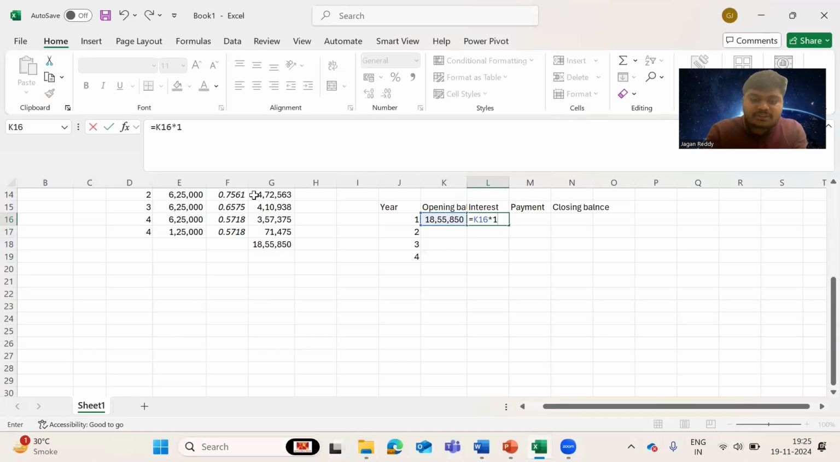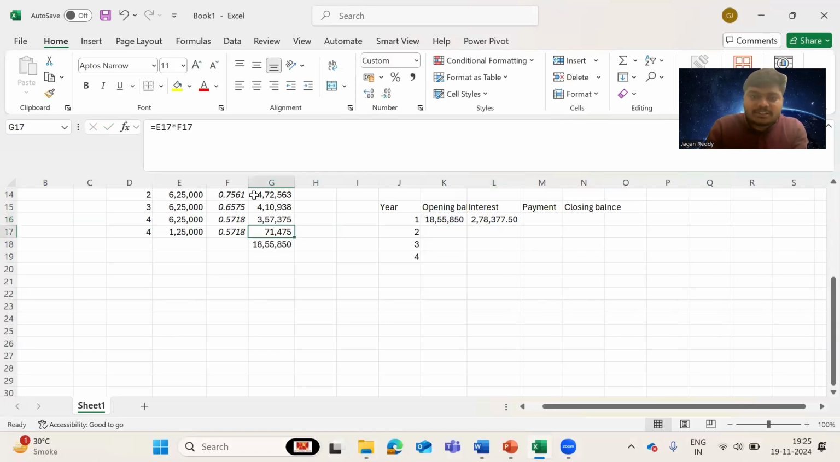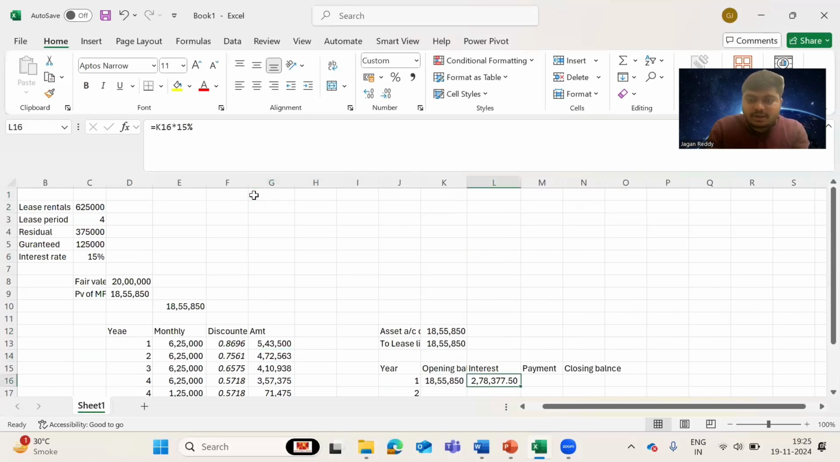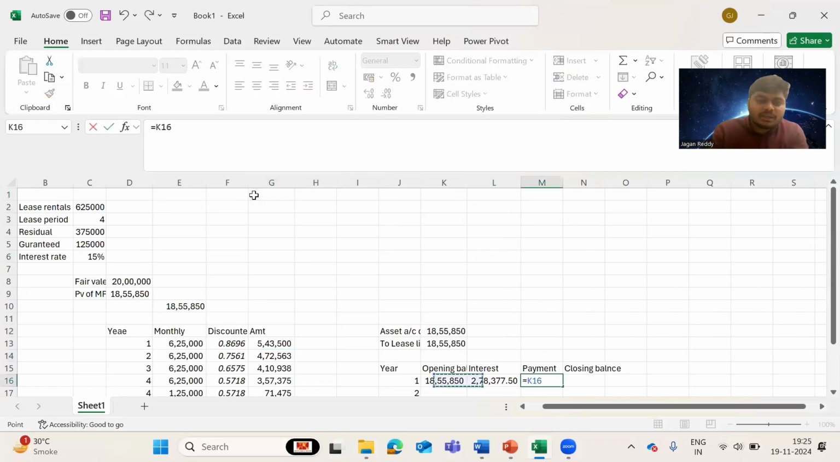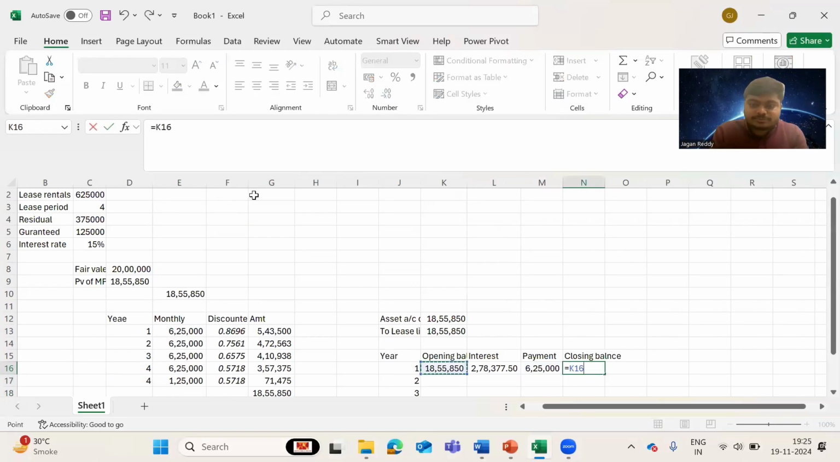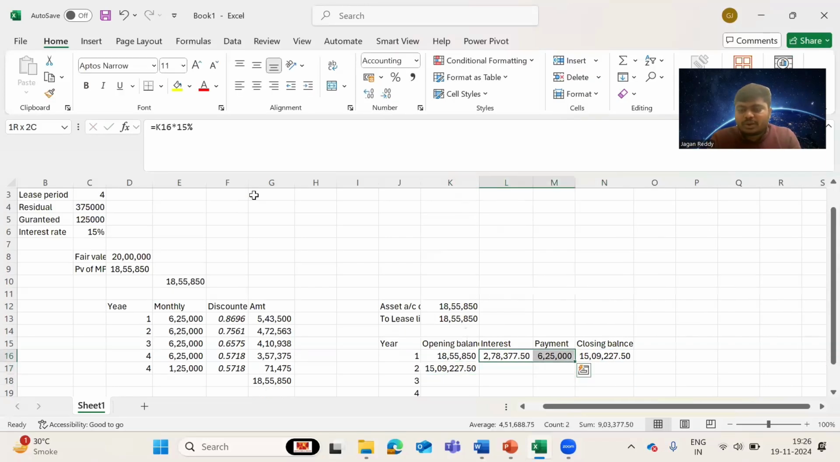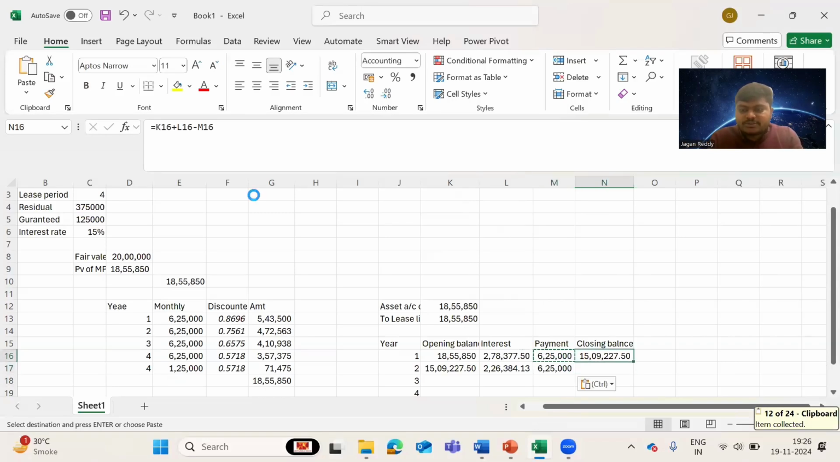What will be the interest? This into 15%, the implicit rate they have used. What is the implicit rate? 15%. Okay. What will be the payment that you are making? 6,25,000. What will be the closing balance? This plus interest minus payments. Am I right or not? Yes. Say yes or no. So every year, same. This interest rate 15% into this amount, 6,25,000 into this one, minus, you get this.